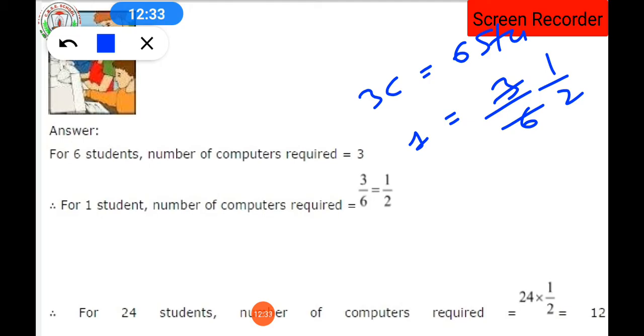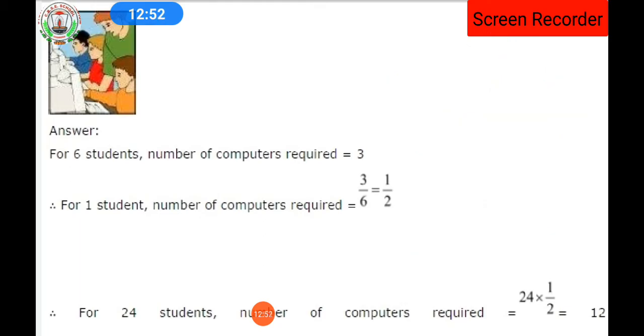So here, how many students are we having? 24 students. That 24 students will be multiplied with half, because one computer is shared by half the students. That's why we will write 12. So 12 computers are needed. Now I will explain the same thing in the second method, what I told you just a few seconds before: 3 computers are required by 6 students.